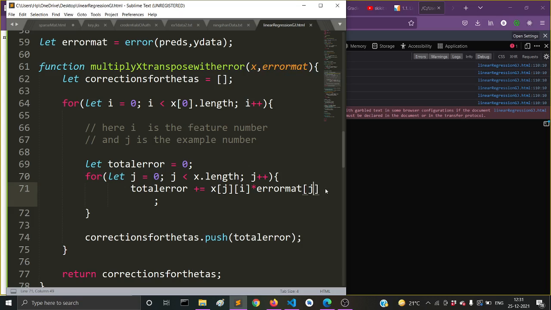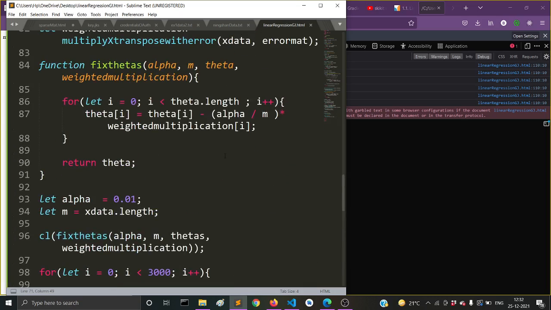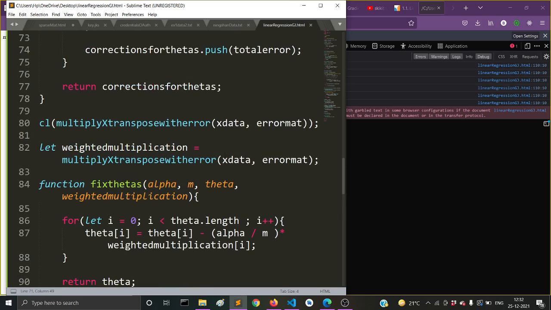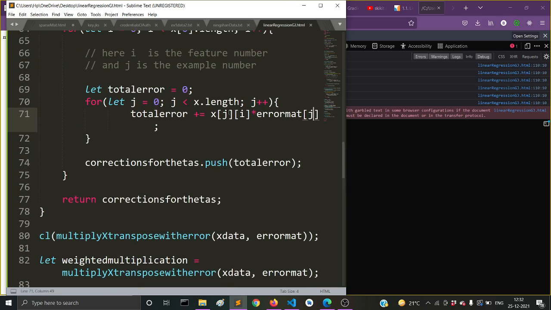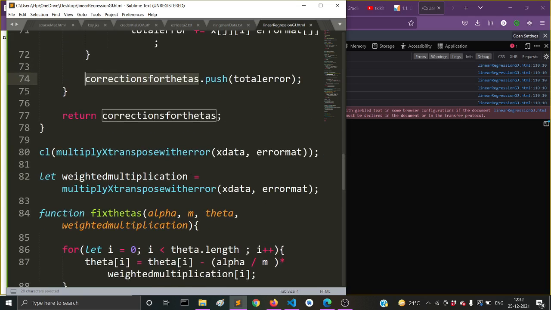So we have multiplied this particular term, and then we will be adding it to the total error, and then we will be pushing it into the corrections for thetas. Next, we have got the weighted matrix, that is corrections for theta. Now what we need to do?